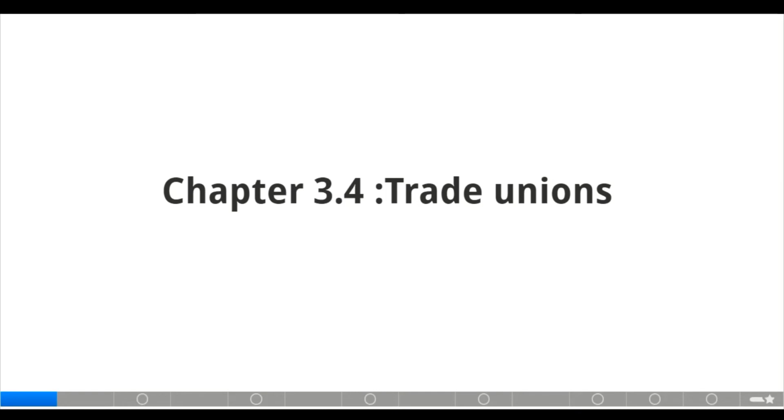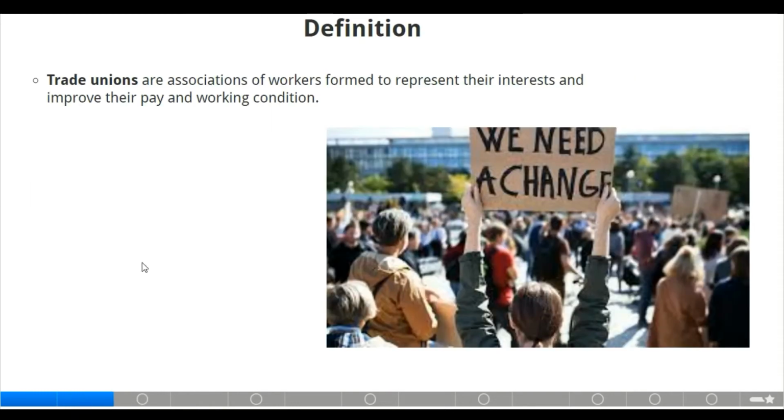Today we'll be discussing trade unions. What do we know by trade union and what do we mean by trade union? Have you heard this before? Let's go into our slide. Let's know what trade union is.